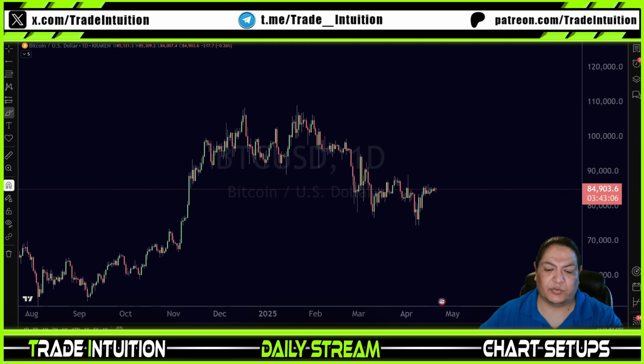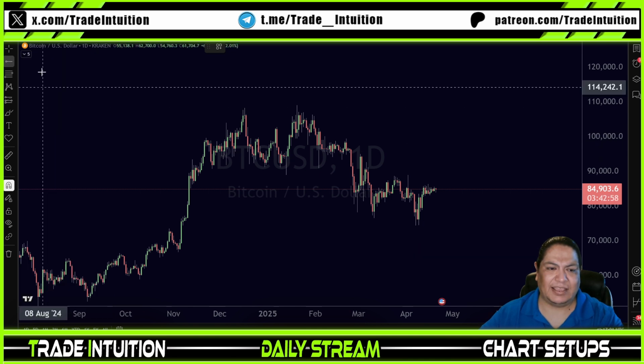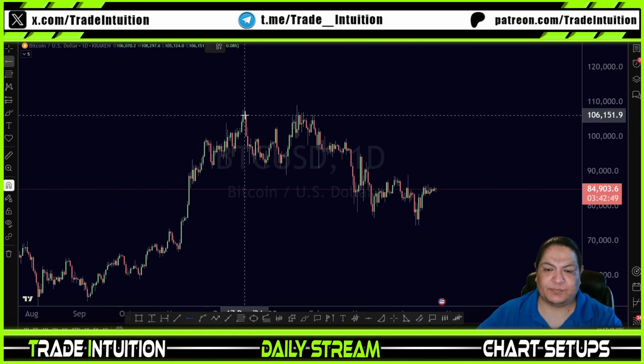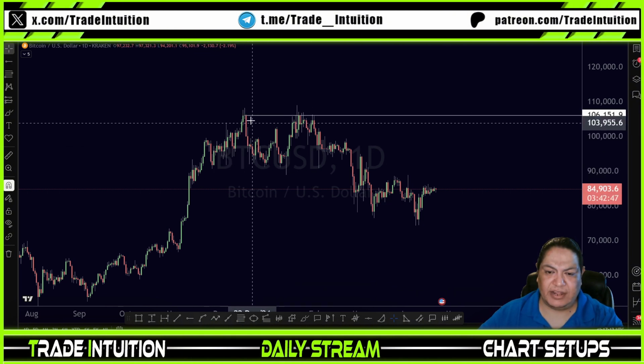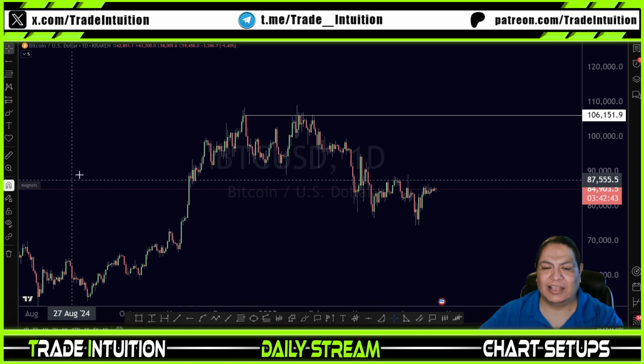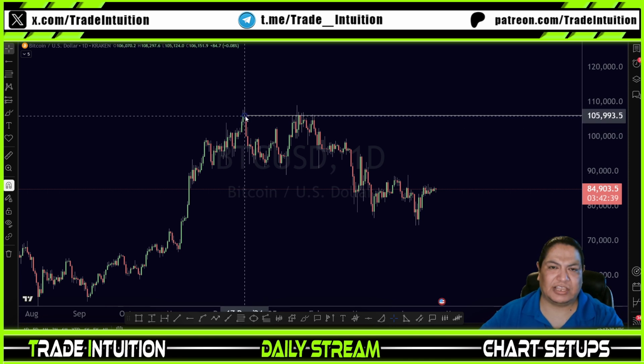So what I want to do is use my horizontal ray. It is labeled over here. It highlights light gray whenever I'm doing my levels or my tools. The first thing I want to do is find the highest point. The highest point is right here, and the magnet tool is crucial when doing this. That way it snaps in place. The magnet tool snapped to the candle body close.